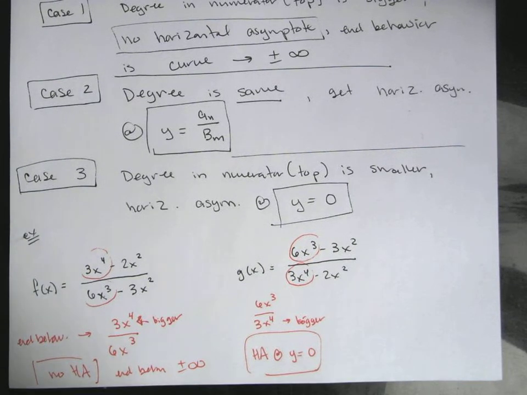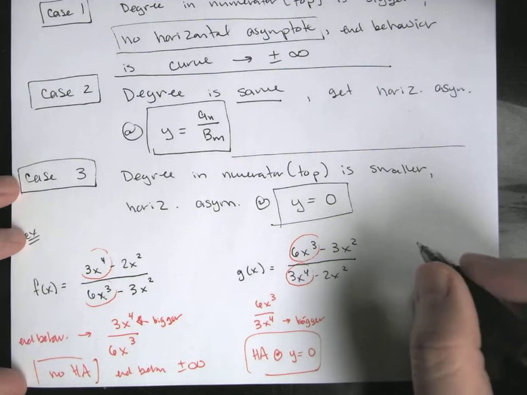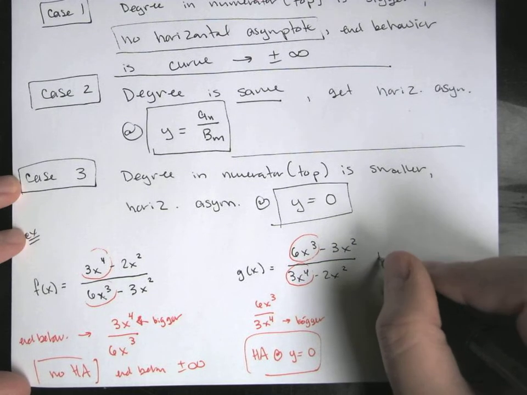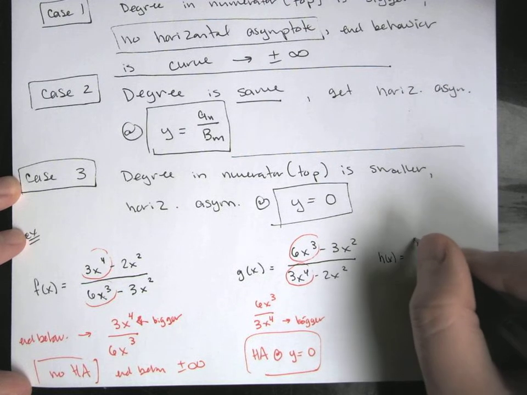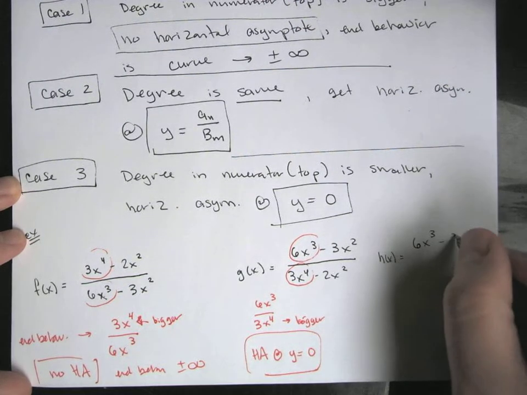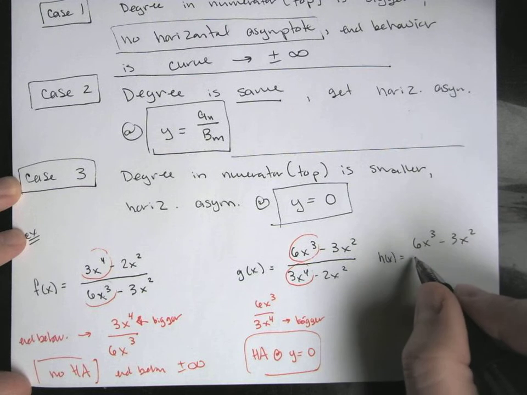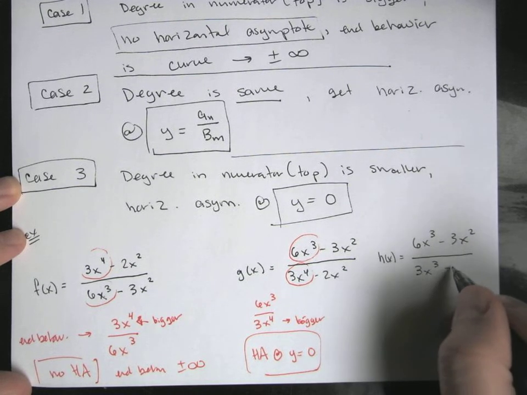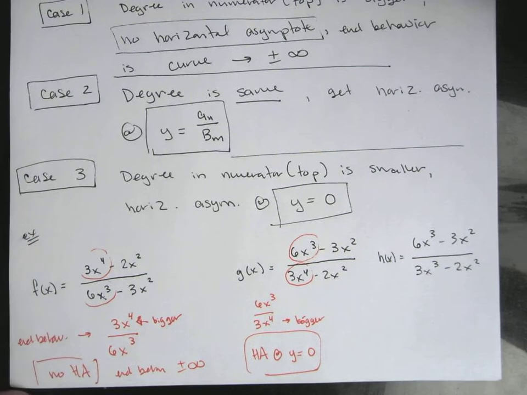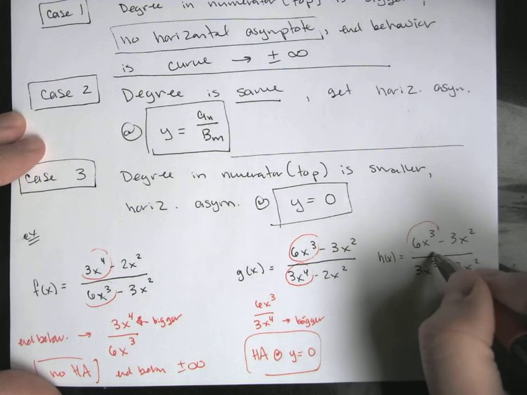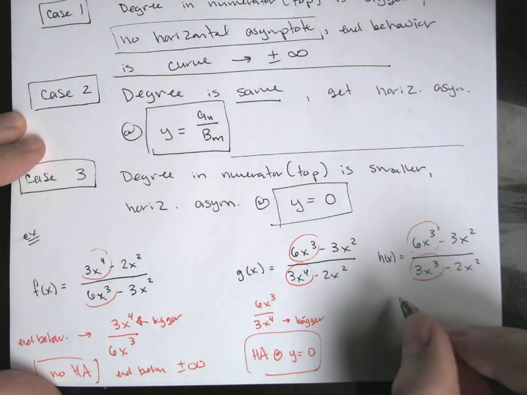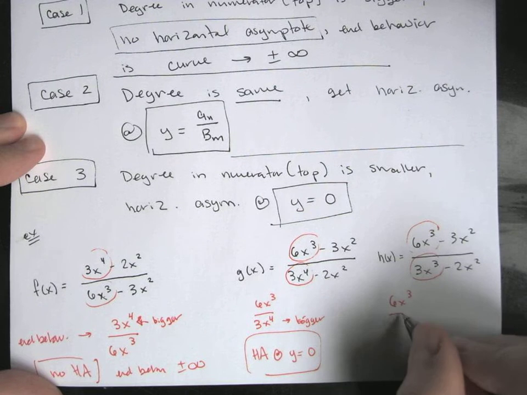Our third case would be, what if these were equal to each other? We'll do a quick one, h. Let's keep these numbers together. I'm going to do similar to g, and I'm just going to adjust it to 3x cubed minus 2x squared. So I'm just adjusting that 1 degree to get these two in sync. So now they're the same, right? So 6x cubed over 3x cubed.